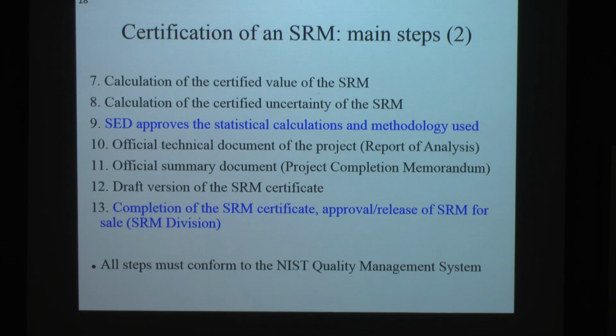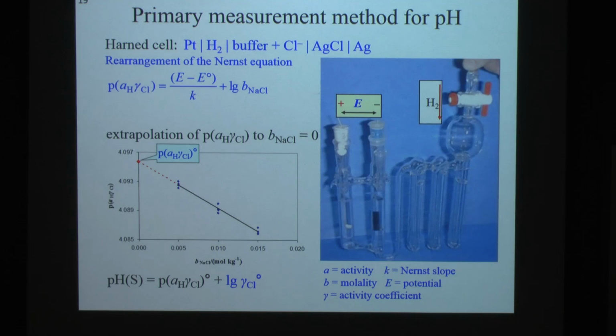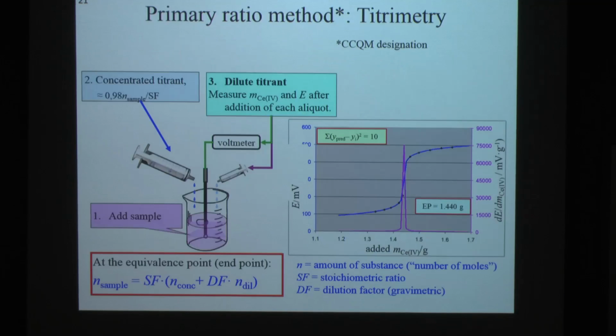This is the primary measurement method for pH called the Harned cell. Essentially, it's a battery, and the potential of the battery depends on the potential of the hydrogen electrode against a silver-silver chloride electrode here.